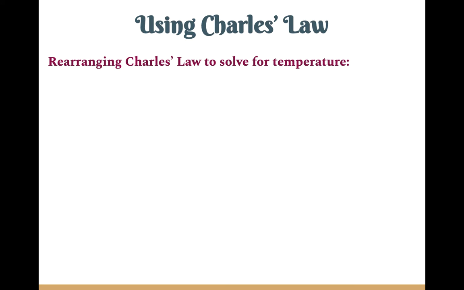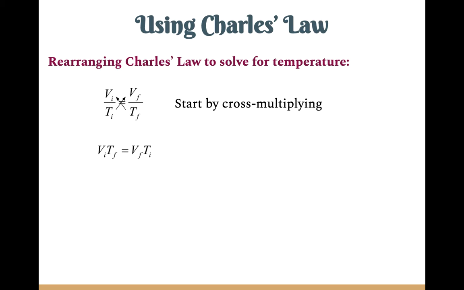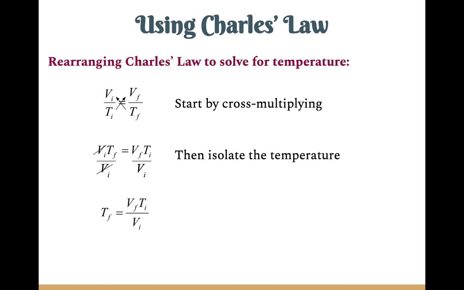You may also need to solve for an unknown temperature. So just a little review. If you need to rearrange to solve for temperature, you would start by cross multiplying. So you'd get that VI times TF equals VF times TI. And then you could isolate the temperature by dividing by the volume, depending on which temperature you wanted to find. But this shows you what you would do if you were looking for the final temperature. So your final temperature is going to equal your final volume times your initial temperature divided by your initial volume.